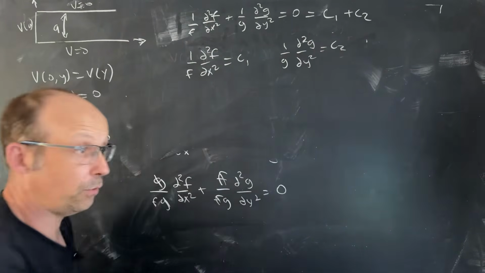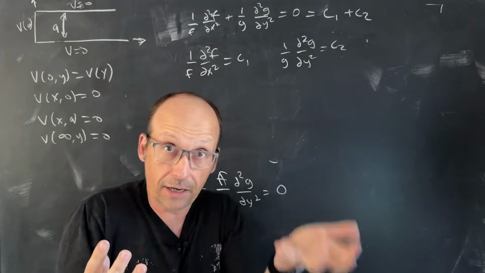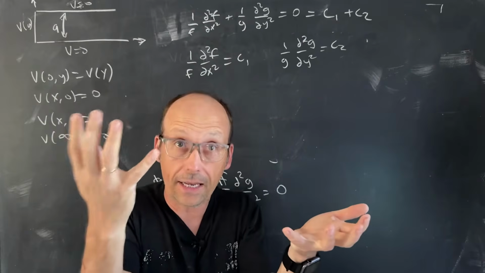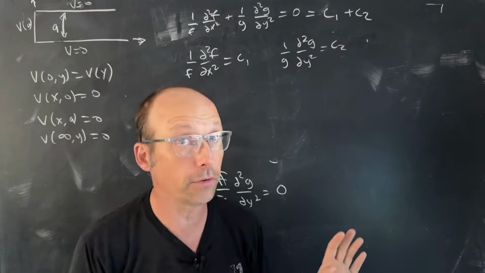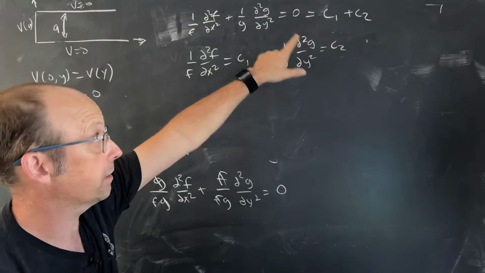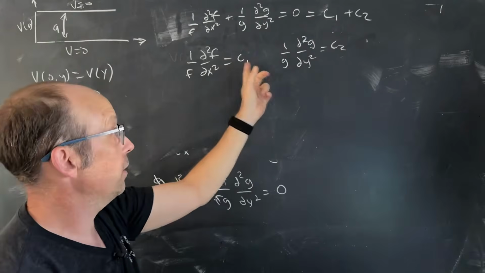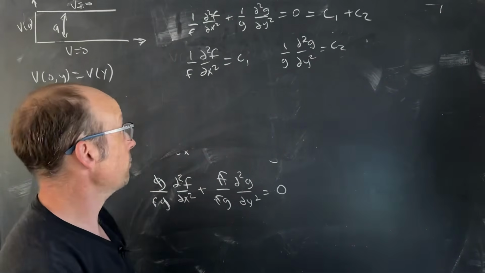They both have to be equal to a constant, right? That's the only way I can change the x's and still have it add to the y's and add to 0. There's no other way. They have to be both equal to a constant. And C1 plus C2 is equal to 0, so C1 and C2 have to be negative of each other. That's the only way for it to work.